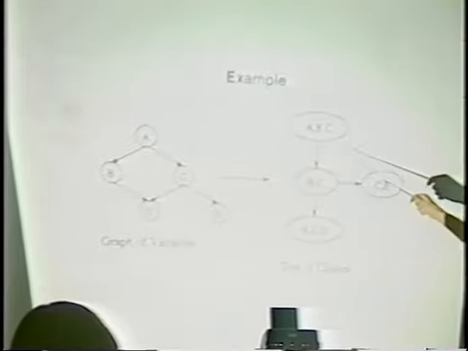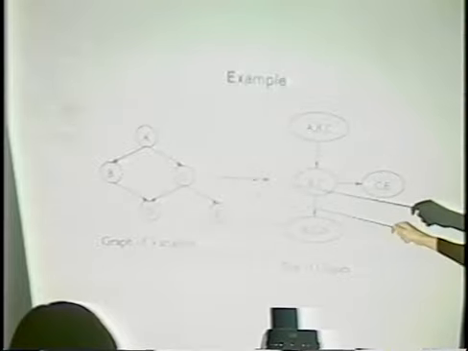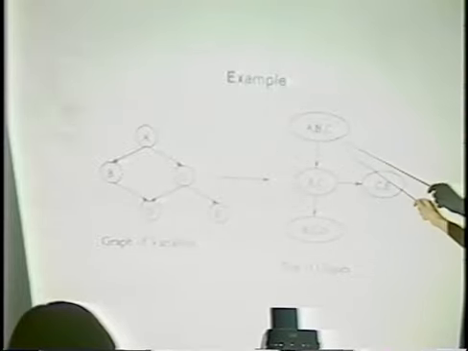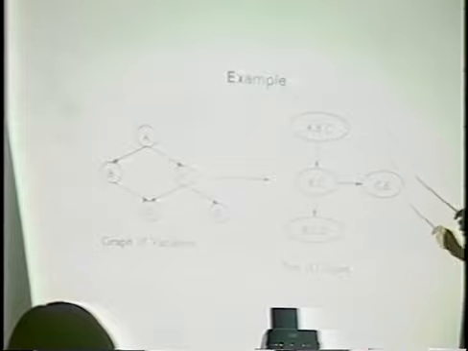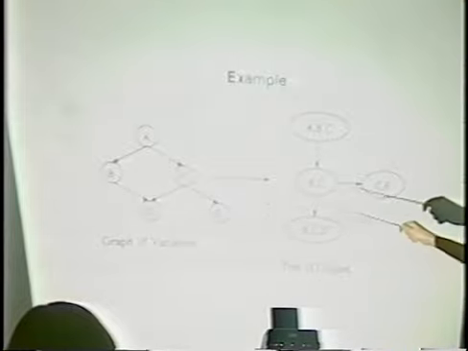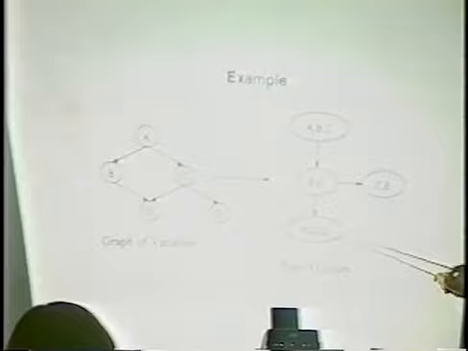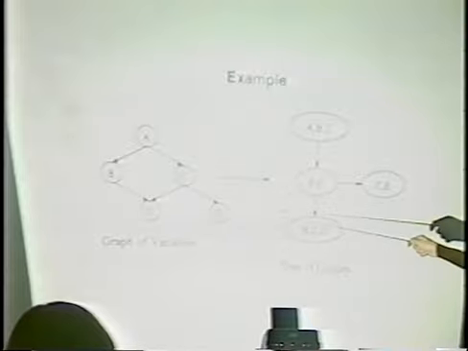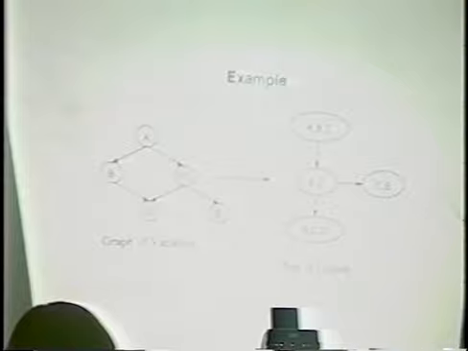A doesn't have any parents, so that's easy. B has A as a parent, so there's A and B together. C has A as a parent, so there's A and C together. D has B and C as parents, so there's D, B, and C. E has C as a parent, so there's C and E. Well, we didn't really need this one for anything, but that doesn't matter.